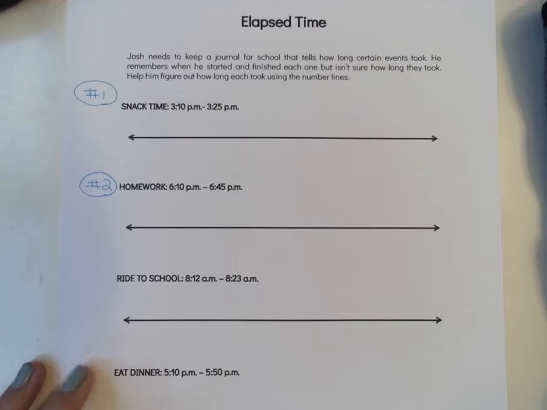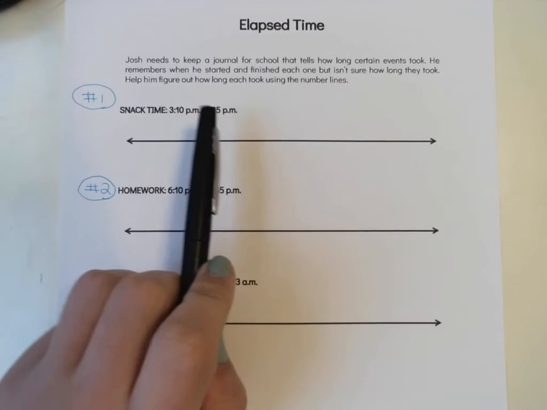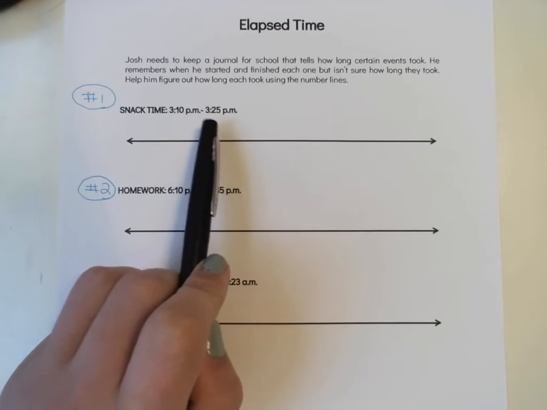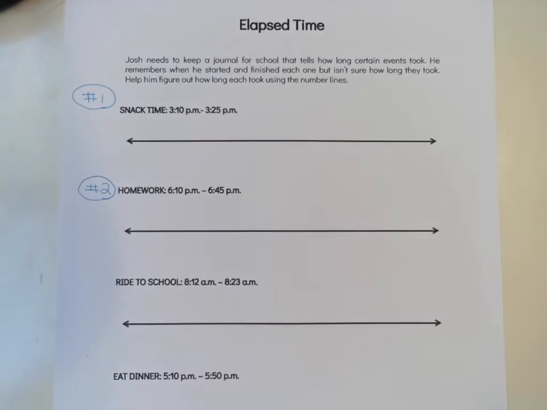All right, guys. Today we are going to work on elapsed time. Now, I know that we've studied how to read time on a clock using analog and digital. Elapsed time, though, is the amount of time that passes from the beginning of an event to the end of an event. So, elapsed time is the time span in between these two events, these two times.